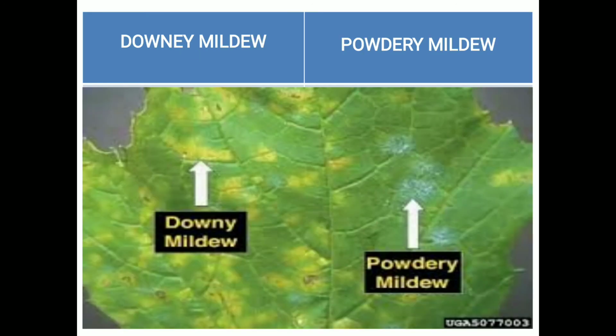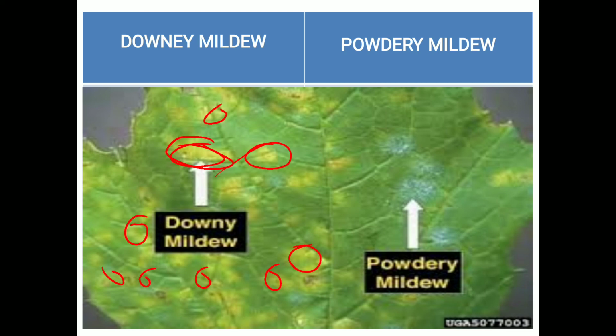Next one, the last one, is downy mildew and powdery mildew. Very simple. Downy mildew means what? On the upper surface of leaves, chlorotic patches are observed, and on the lower side, whitish powdery growth is observed. That's why it is called downy. Downy means on the downside or lower side, growth of fungus is observed. Mildew means growth of the fungus. So in downy mildew, fungal growth is observed on the lower side of the leaves, and on the upper surface only chlorotic lesions are observed.